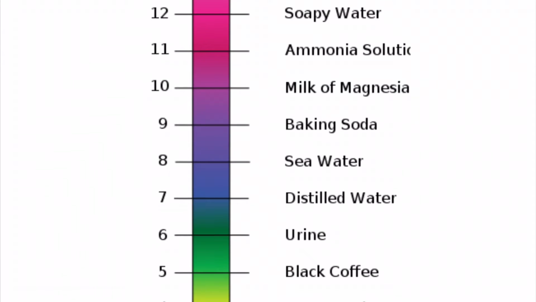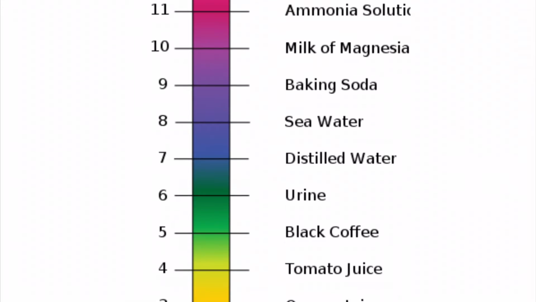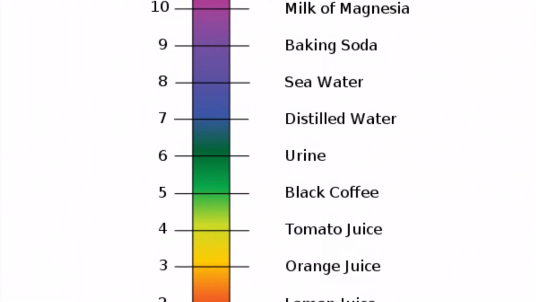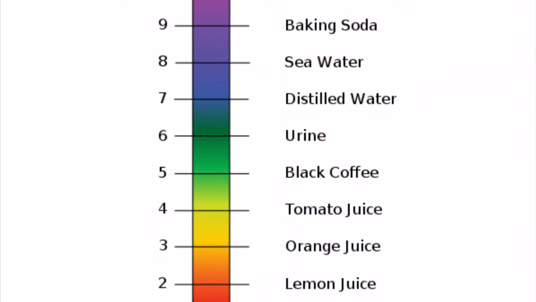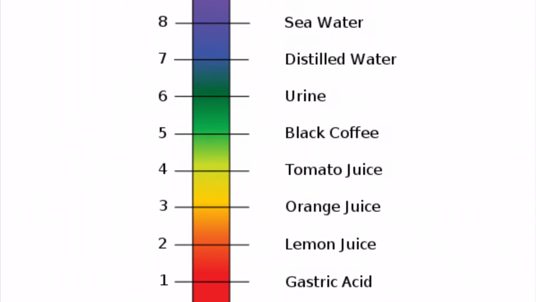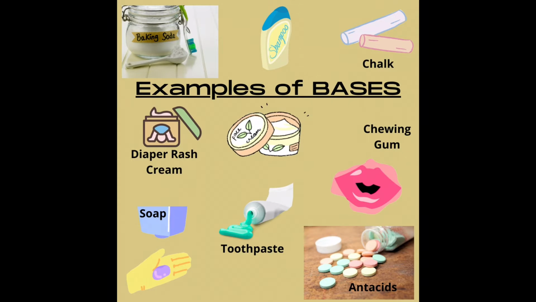Scientists use something called a pH scale, seen here, to measure how acidic or basic something is. pH is measured from 0 to 14. 0 to 7 are acids, with 0 being the strongest, and 7 to 14 are bases, with 14 being the strongest. 7 is considered neutral, with distilled water being a prime example.